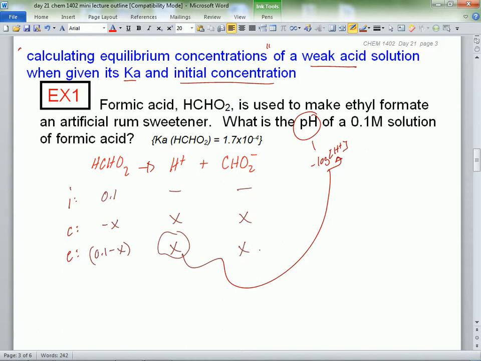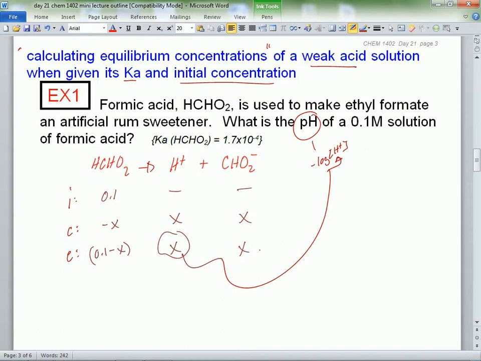We're after the negative log of H plus, which is going to be the negative log of X, because X is H plus. Now what? I'm guessing we have to use that Ka. The Ka expression, right?